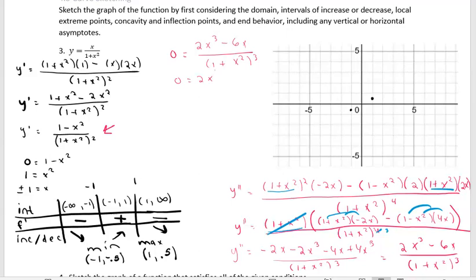So if we look at 0 equals 2x to the third minus 6x, we can pull out a 2x. And that will leave us with x squared minus 3. So 0 is equal to 2x, and 0 is equal to x squared minus 3. Which means if we solve this down, we get 0 is equal to x, and we get x is equal to the positive and negative square root of 3. All right, there's a lot going on here. We have a lot of inflection points, so we need to test all of these.